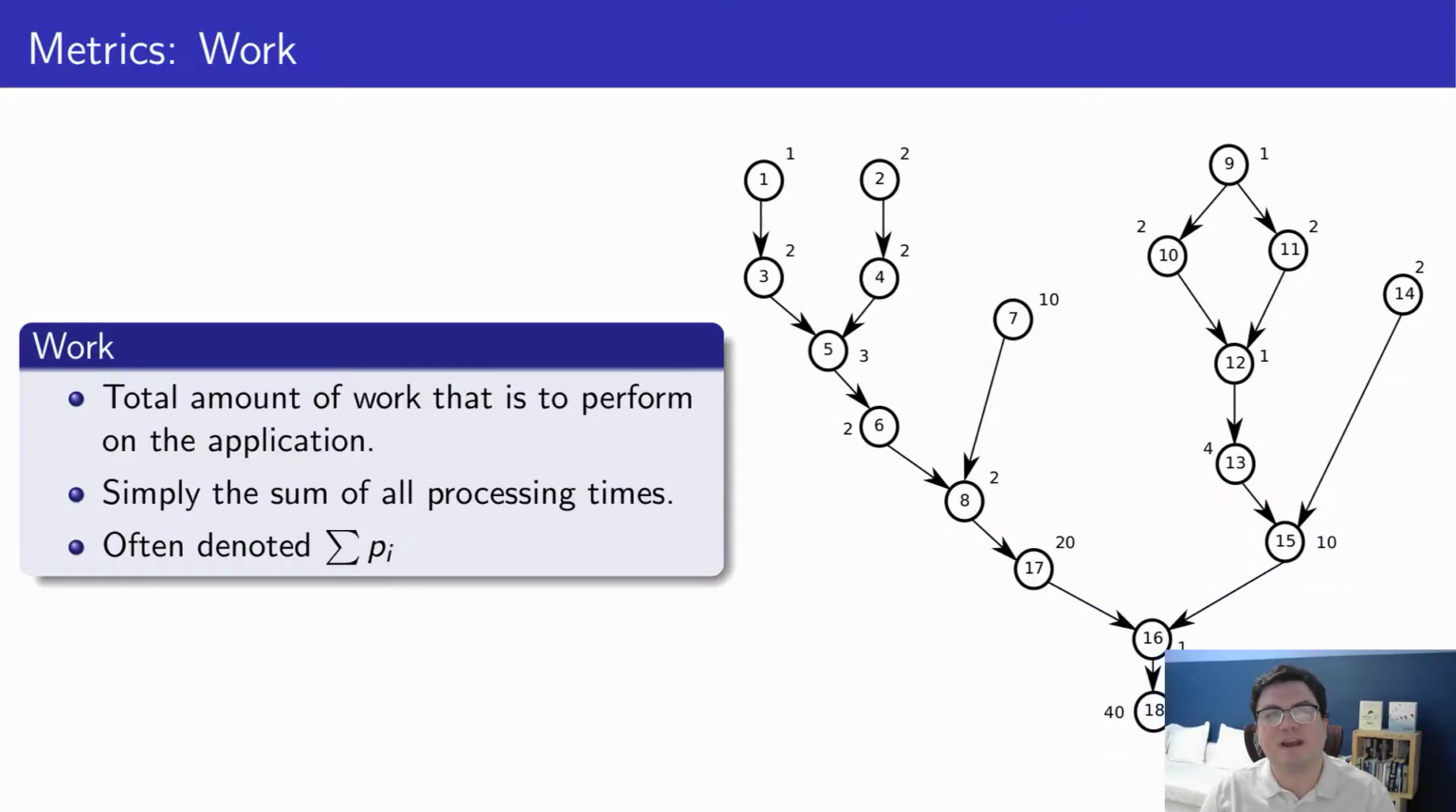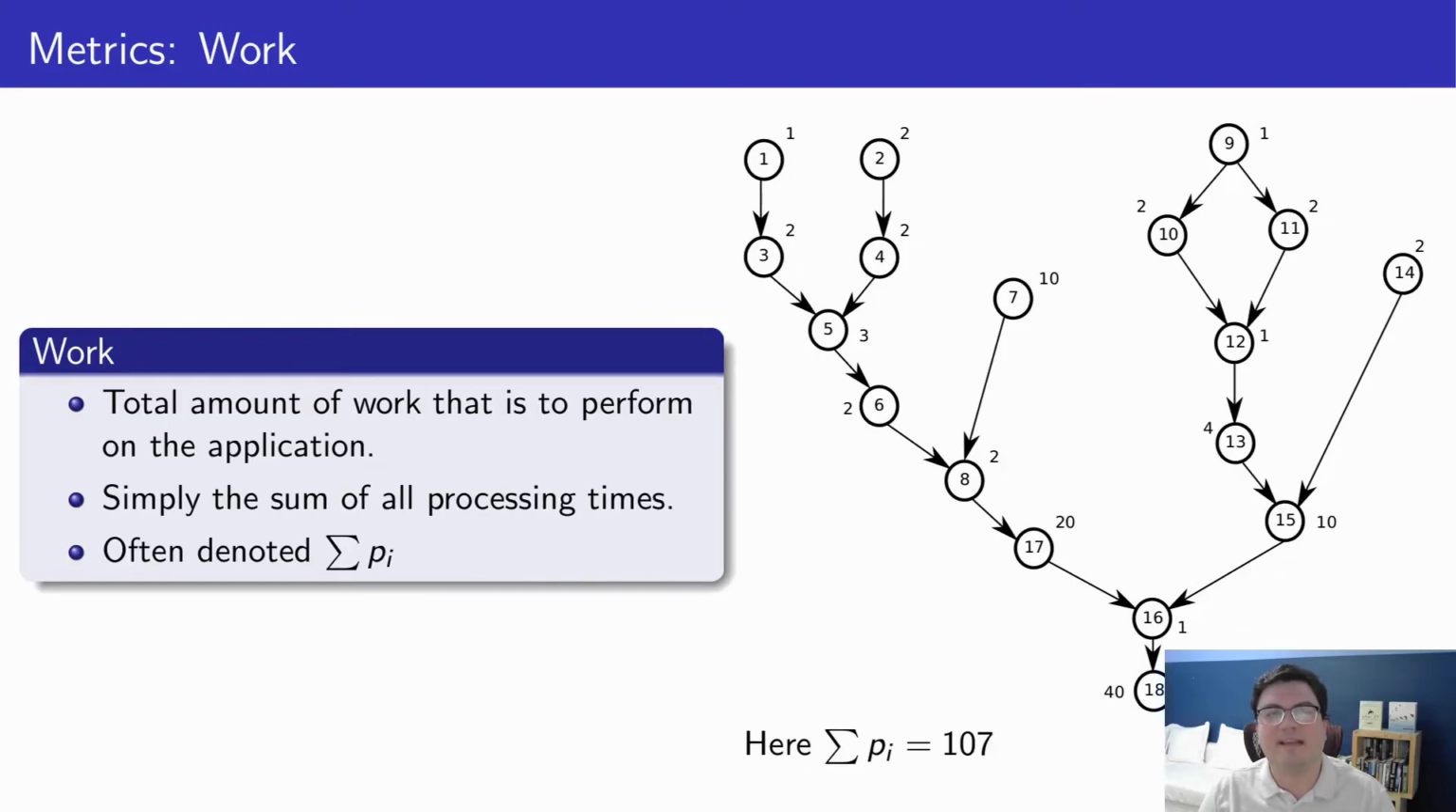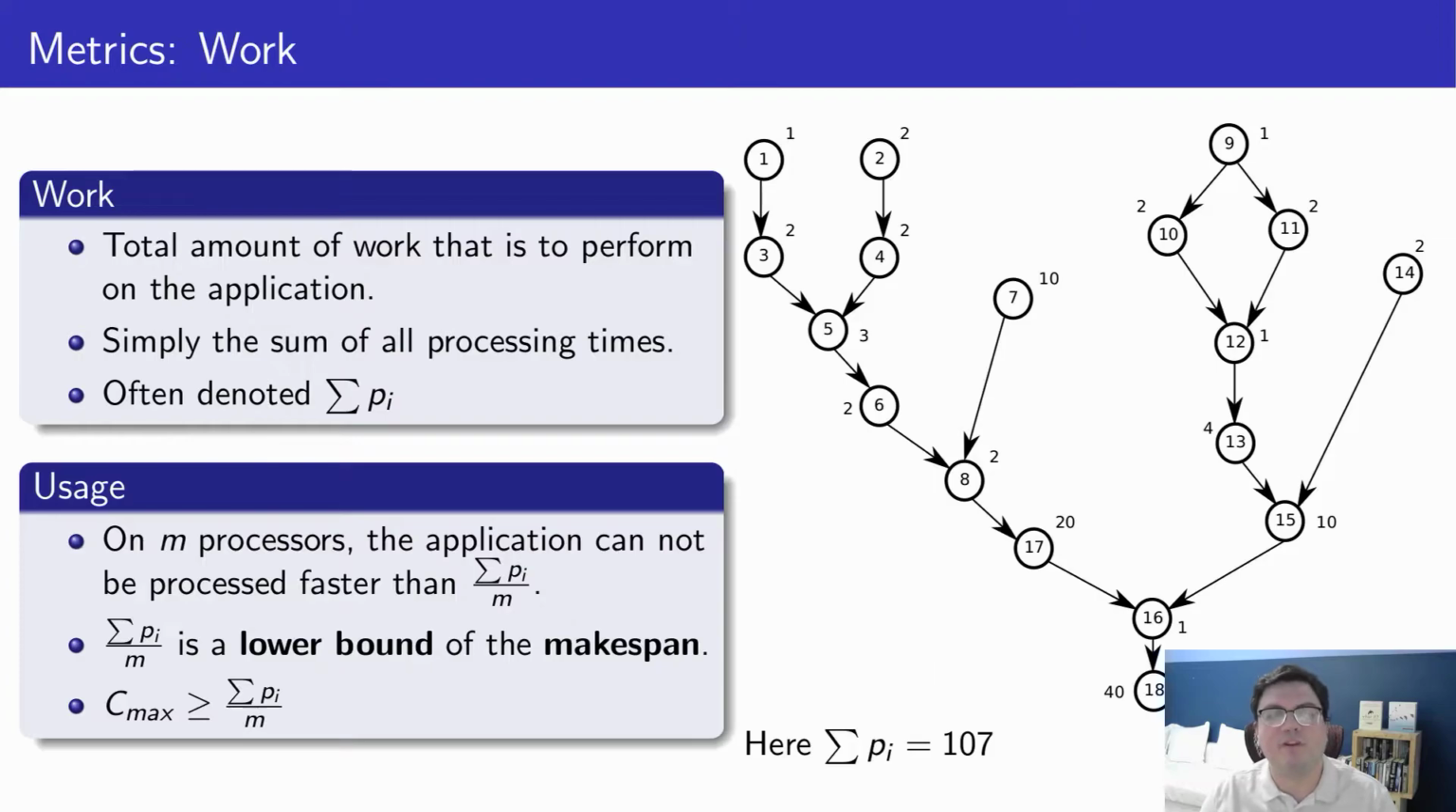The simplest metric used to analyze a parallel task graph is the work of the application. It is simply the sum of the processing time of all the tasks in the application. It is often denoted as sum pi. In this application, the work is 107. The work is an important metric of a parallel task graph because it informs us of the sequential runtime of the application. Sequentially, making a lemon pie will take 107 units of time.